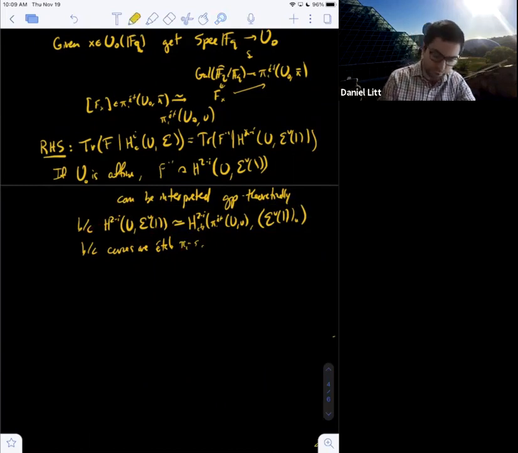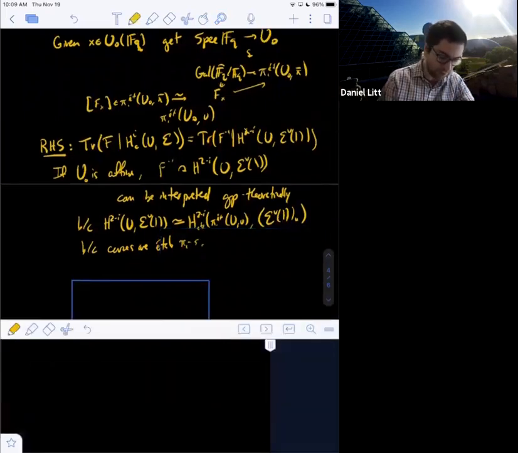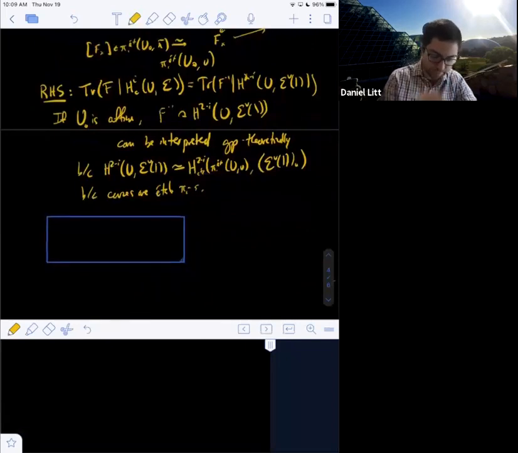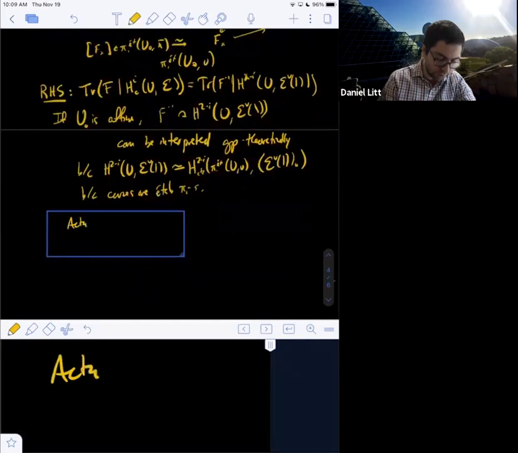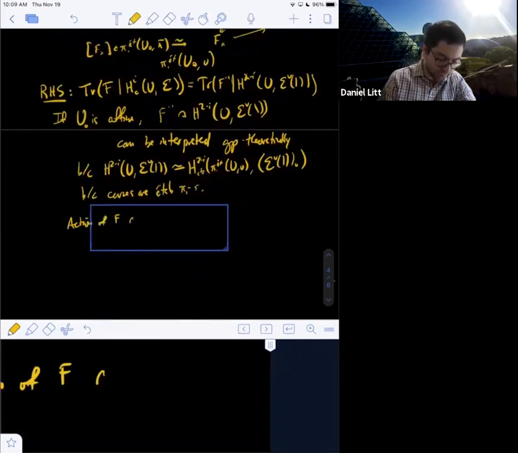All right, so there's one last thing we have to interpret, which is this action of F inverse, and let me just briefly describe that. So how to interpret that group theoretically? The action of F or F inverse can be described group theoretically as follows.